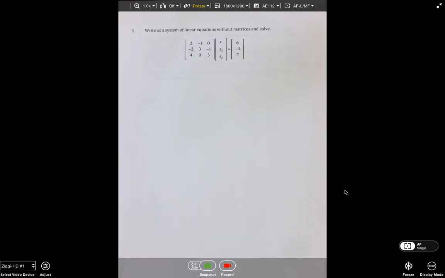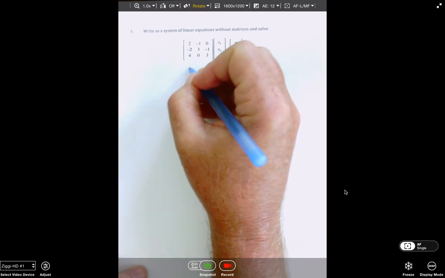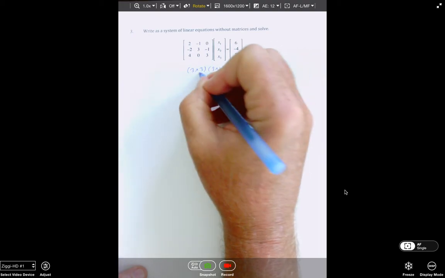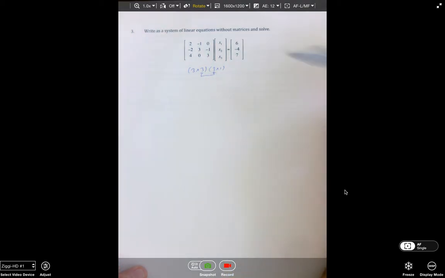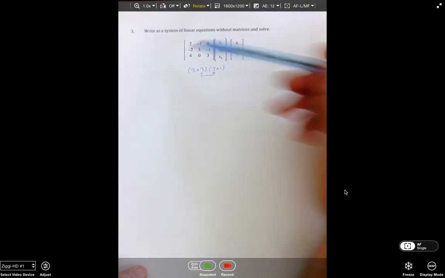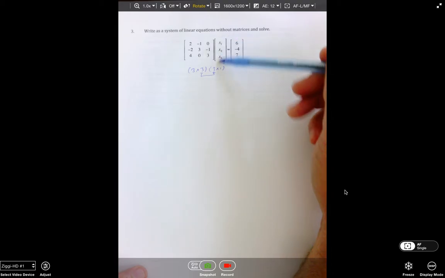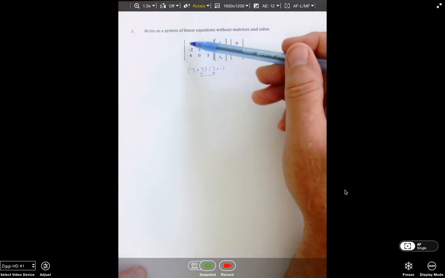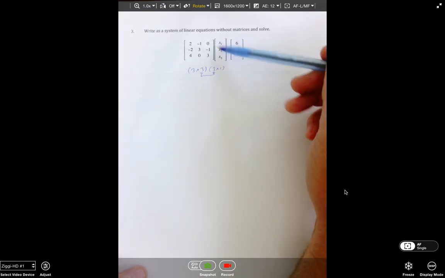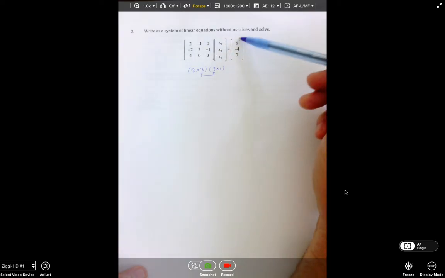All right, gang, write a system of linear equations without matrices and solve. Well, what we do here is we go back to what we know about multiplying matrices. So when we have a 3 by 3, and here we have a 3 by 1, these two numbers have to be the same there, and they will create a 3 by 1 matrix. And you multiply these things by taking the corresponding rows with the corresponding columns. So what you can see here is you take 2 times x1 plus -1 times x2 plus 0 times x3, and it will be equal to this number.